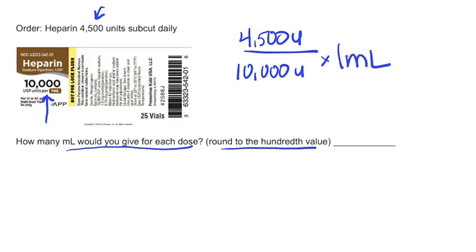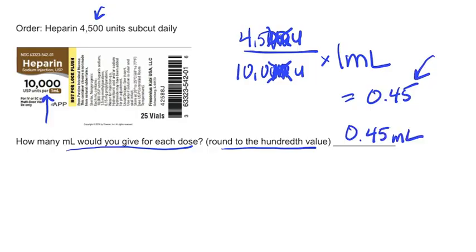Okay. And again, now I see 2 zeros here, and I'm going to cross off 2 zeros there. So be really careful that you cross off the same amount of zeros so you don't get confused. And I'm going to take 45 and divide that by 100, and that's going to equal 0.45. And again, this is already rounded to the 100th. My answer is 0.45 milliliters per dose.